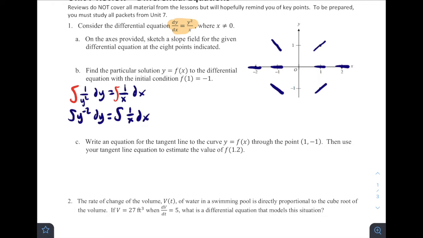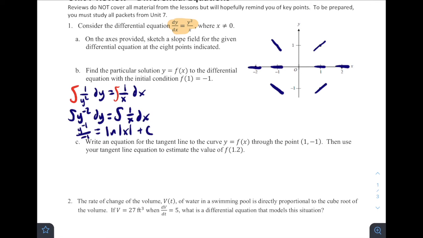If we do that on that left side, we're going to need to add 1 to our -2. That's going to give us -1. And then we're going to divide by that new exponent. So we get y to the -1 over -1 is going to be equal to the antiderivative of 1 over x, which is one of our special ones from Chapter 6. That's going to be the natural log of the absolute value of x plus our c for that.